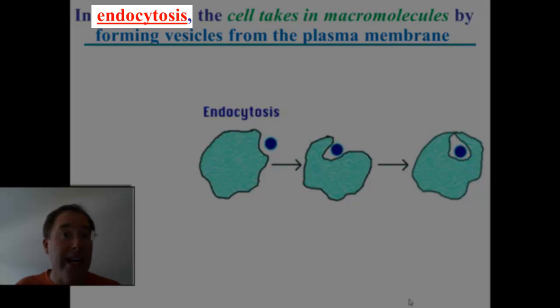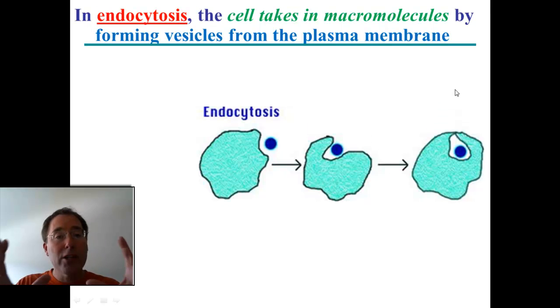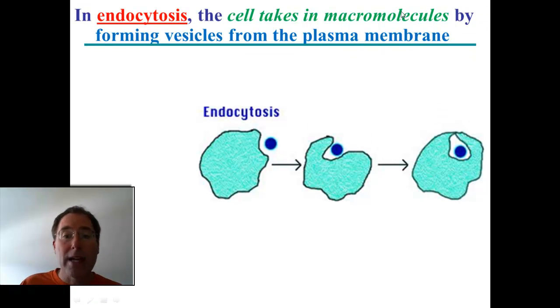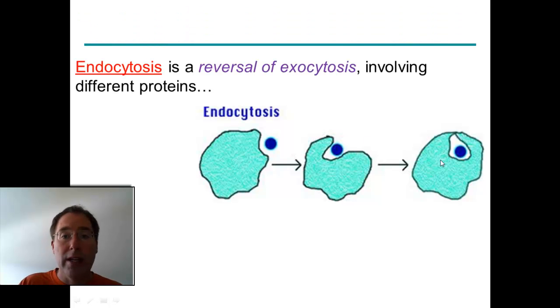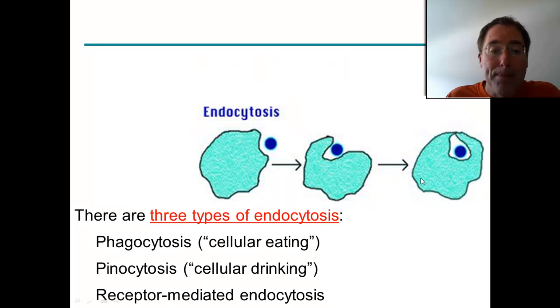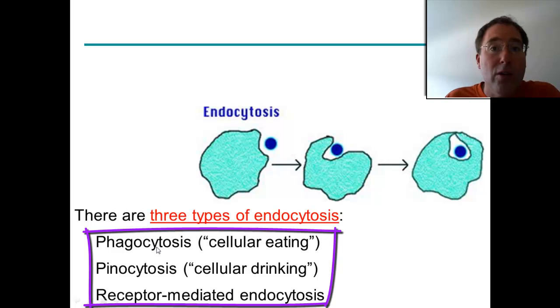Endocytosis, I always think of IN, or in. It's bringing in something. The cell takes in macromolecules by forming vesicles from the plasma membrane. And you can see this here. The plasma membrane is encircling the item, and it's creating a pouch there to bring it in. Yes, it takes energy. It's the reversal of exocytosis. It involves definitely different proteins for this process to take place. There are three different types of endocytosis: phago, pino, and receptor-mediated endocytosis.